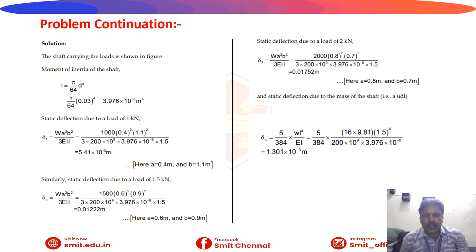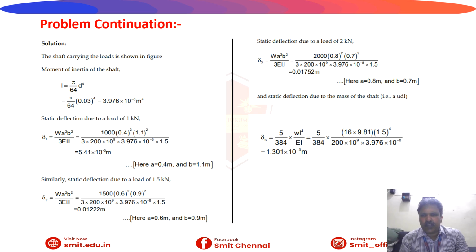Then static deflection due to the load of 2 kilonewton. Again we are applying the same formula. Only a and b values will vary. Then again based on the substitution we will get these values. We will get the values one by one for the 2 kilonewton also.